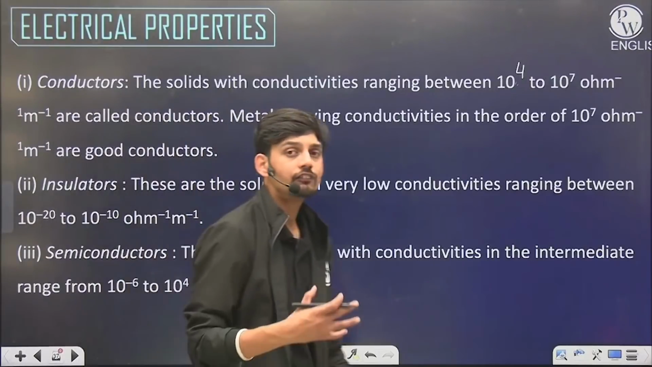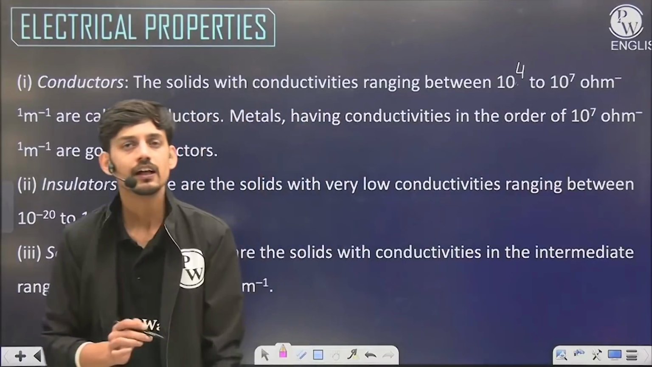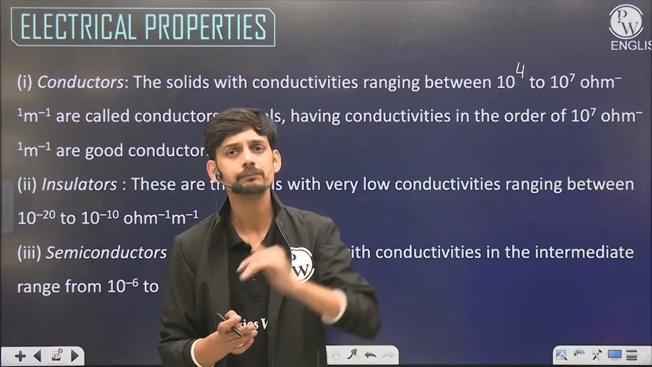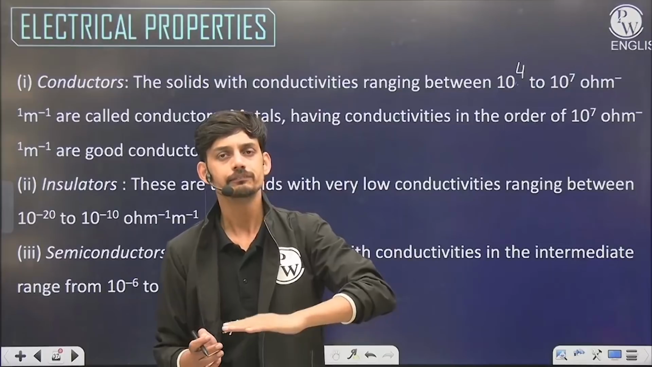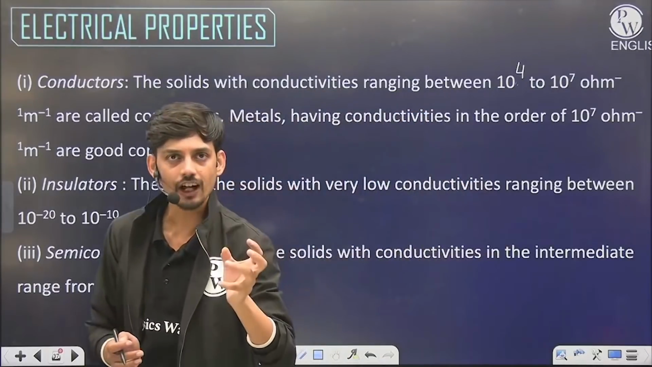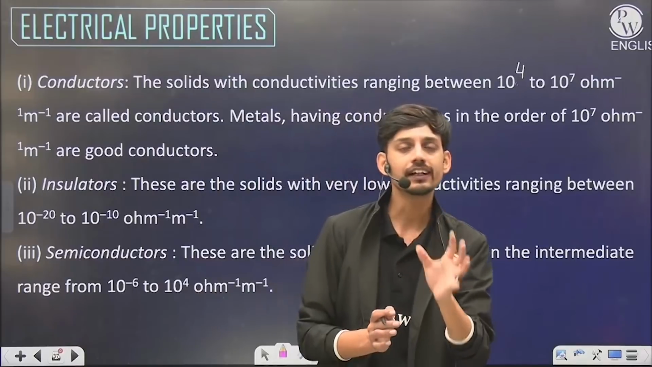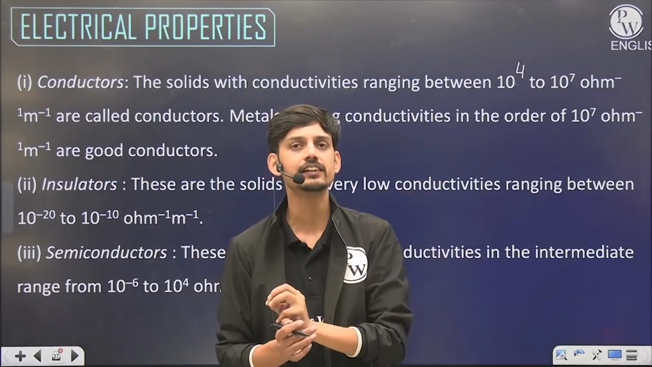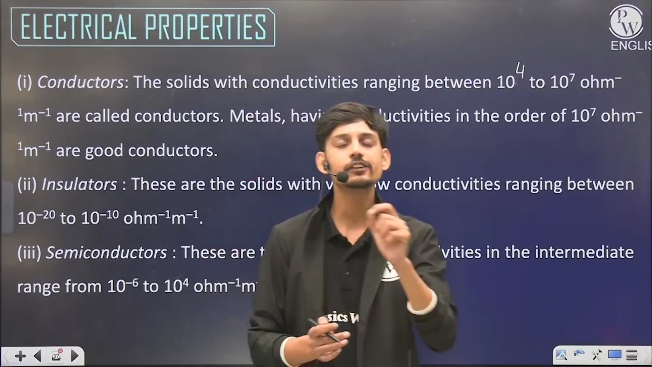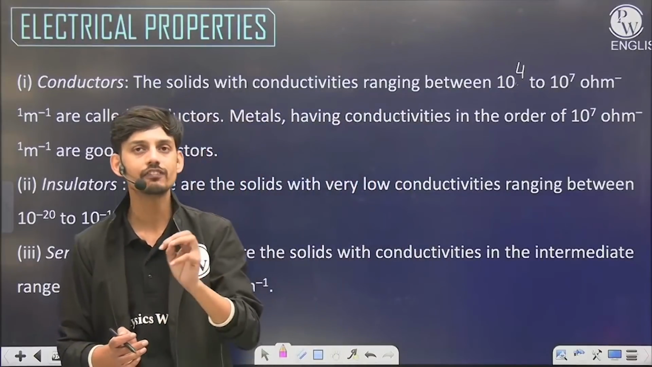Now we are moving to the last section of the chapter, which is electrical properties of solids. On the basis of conductivity, we have two types of solid, mainly conductor and insulator. Conductors are those which can conduct electricity due to the presence of free charges, mostly free electrons, but they can be free ions as well. And insulators are those substances which cannot conduct electricity due to absence of free charges.